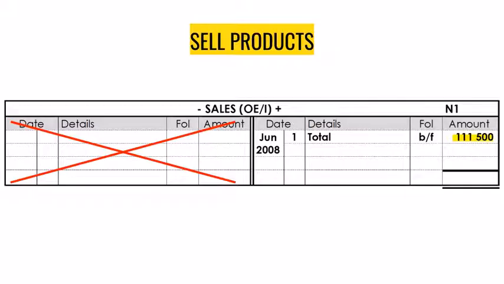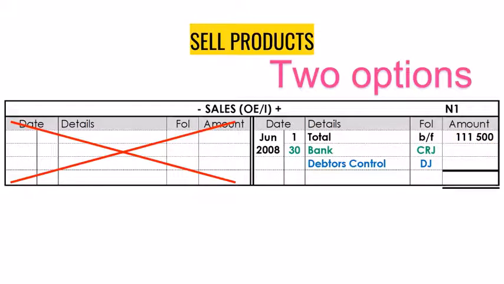Then we've got 2 options. When we sell products, we can either sell them for cash in the CRJ or on credit in the DJ. Okay, so if we sell them in the CRJ, we will put the money in our bank. And if we sell them in the DJ, our debtors will owe us more money. That's why you write bank for CRJ and debtors control for DJ. Please don't write sales inside the sales account.